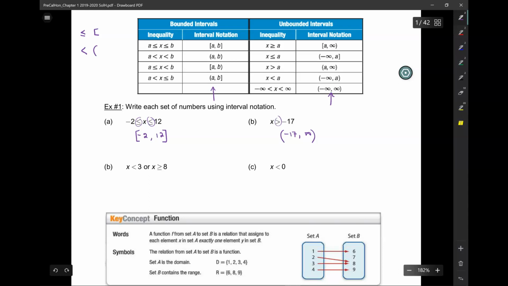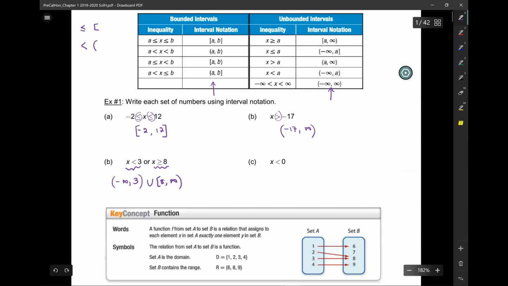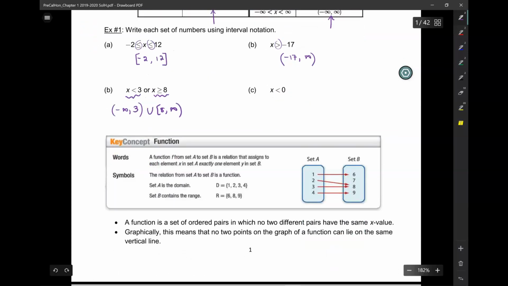So let's do the first one first. This, it's 3, it's negative infinity all the way to 3. Open. And then I'll talk about the or in a minute. X is greater than or equal to 8. It's all the numbers starting from 8 and going to positive infinity. In between, we put the symbol which means it's union. Okay? Yeah, it's a union. Now, it's not a U that comes back down, right? It's just like that.